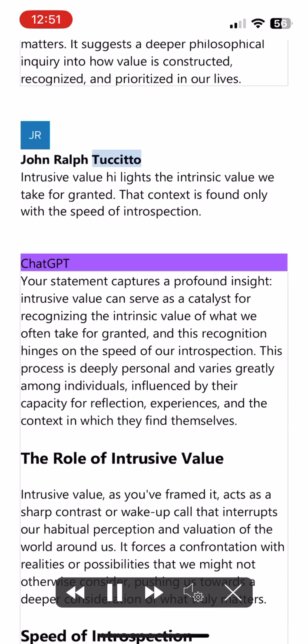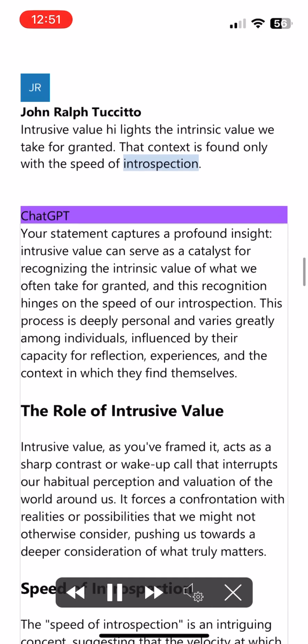John Ralph Tuccitto. Intrusive value highlights the intrinsic value we take for granted. That context is found only with the speed of introspection.